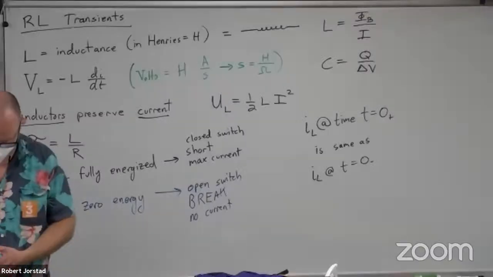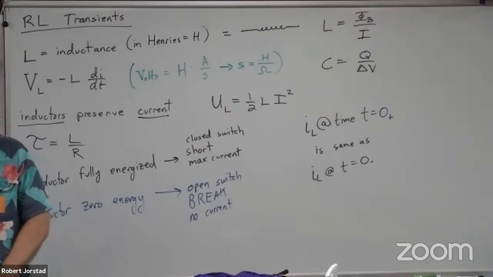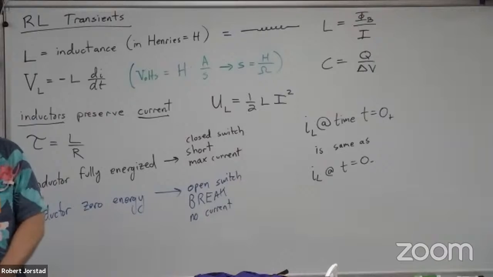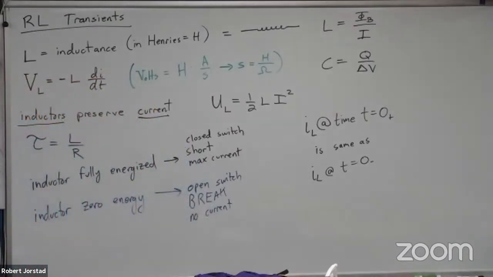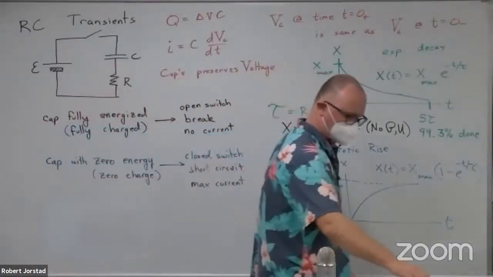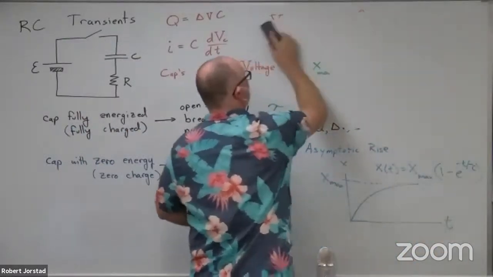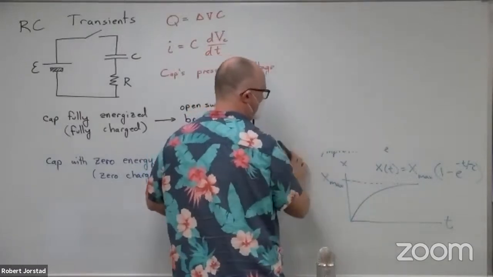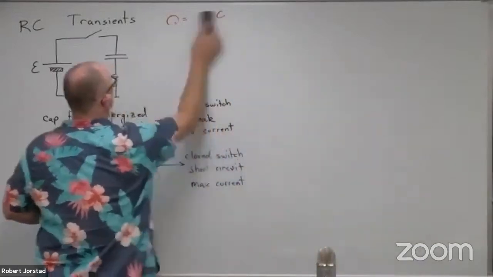Okay, I'm gonna show you something. Let's do 30.23. 30.23, all right? Let's go over to this board. Kind of cool, right? Do you feel like you already understand RL transients? I bet you do. Sorry, Nick, get up there and show me.